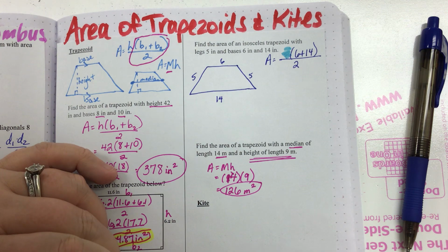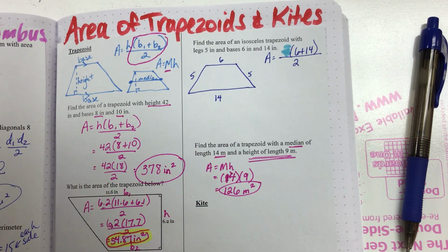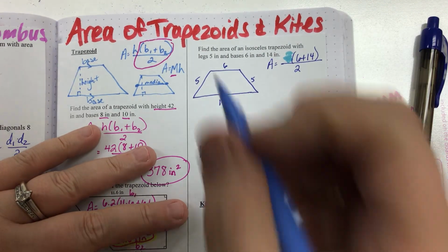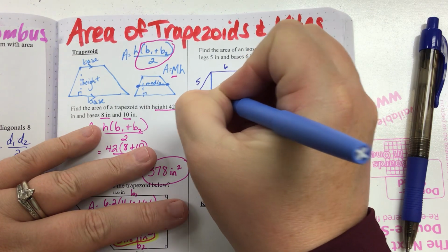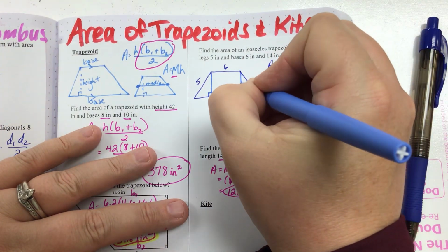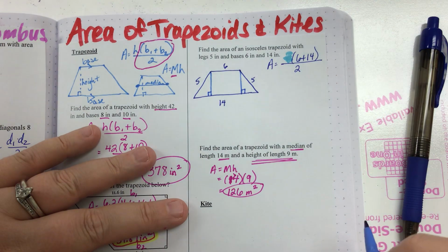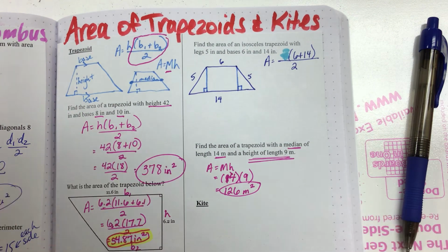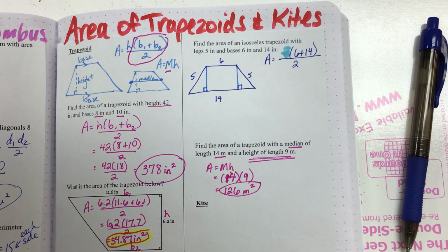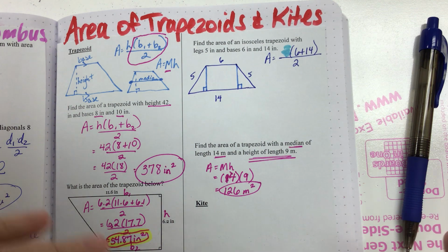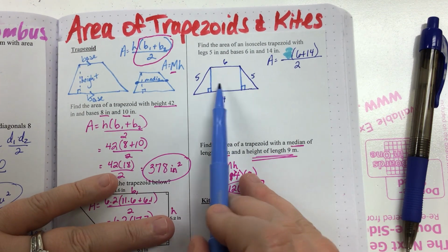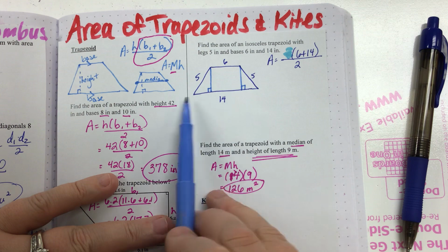So to do that, what we're going to do is draw in a height. We're actually going to draw in two heights. We're going to draw one in here, and we're going to draw one over there. So we have now split this isosceles trapezoid into three sections. We have a rectangle in the middle, and then we have two right triangles on the end.